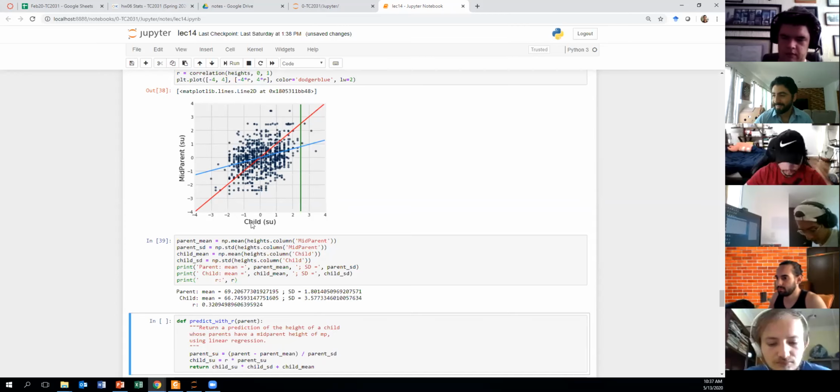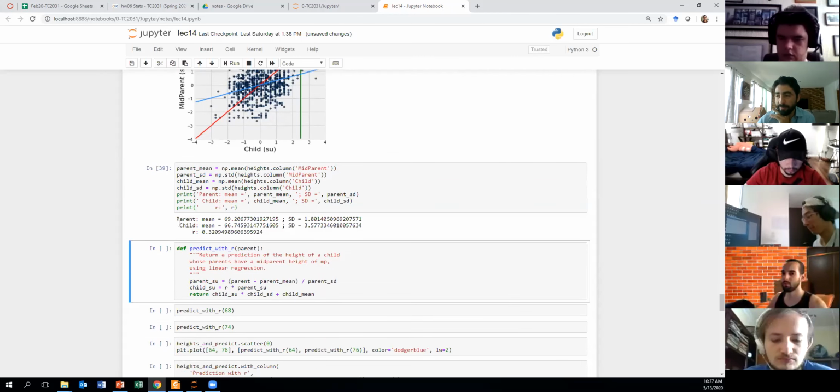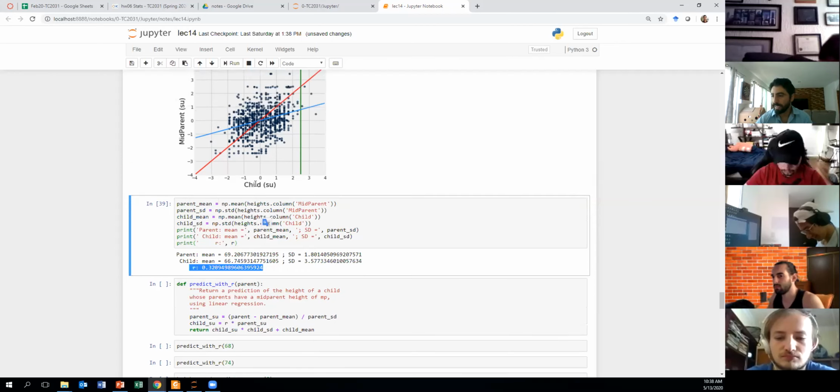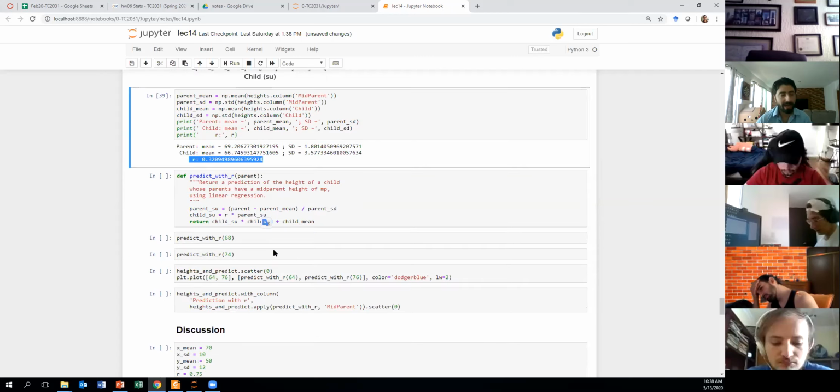Really sorry for that, it's super annoying. So here I'm calculating my mean for my parents, the standard deviation for my parents' data, and I do the same for child: mean of all the child values, standard deviation, and this is the R value. I'm just calculating these values for my table, mean and standard deviation for parents and child.